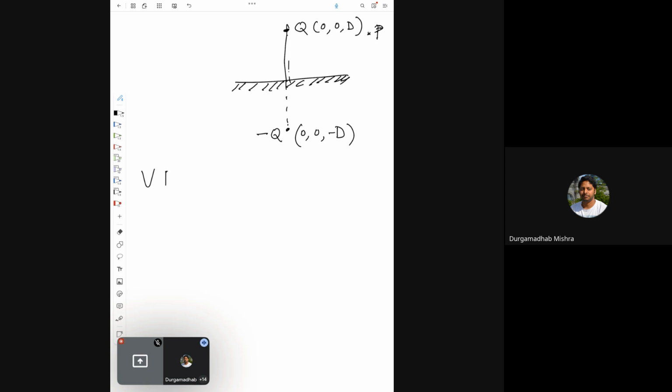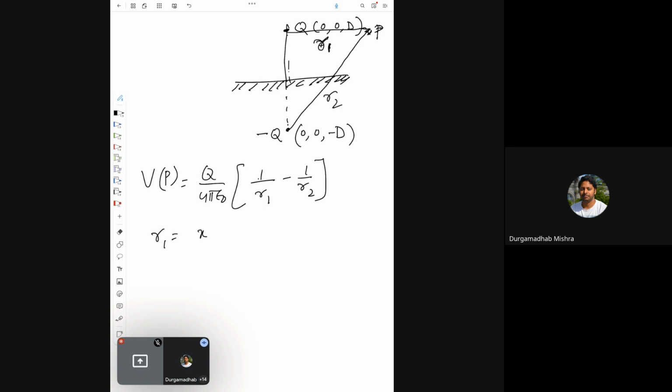The potential at any point P will be q by 4 pi epsilon naught, times 1 over r1 minus 1 over r2, where r1 and r2 are the distances. And what will r1 be? r1 squared will be x squared plus y squared plus (z minus d) whole squared, and r2 squared will be x squared plus y squared plus (z plus d) whole squared. If you substitute, you'll find the potential.